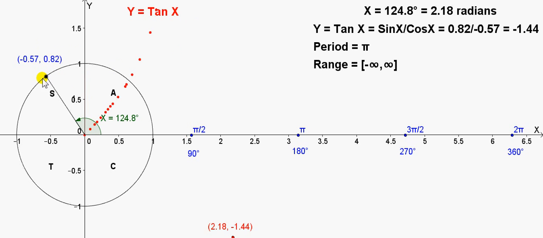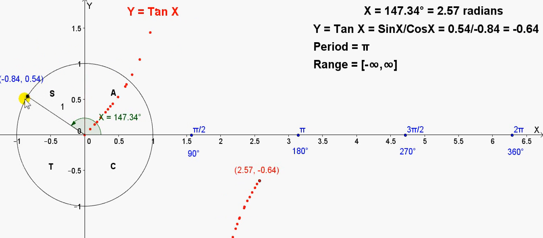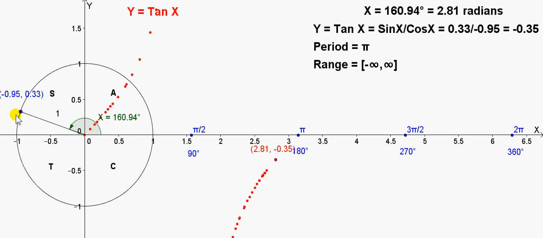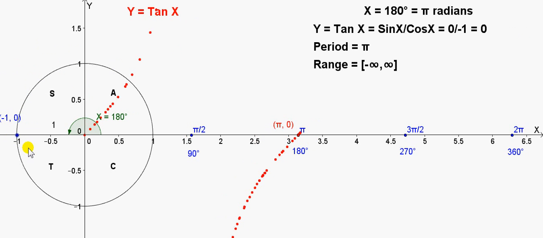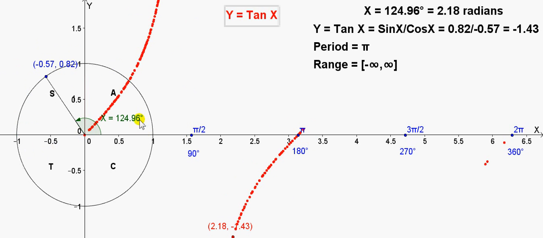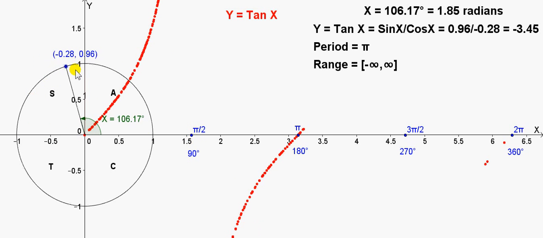And we can see this function approaching 0 as x approaches 180 degrees. So the function is positive for angles in the A quadrant, that is angles between 0 and 90 degrees. Then it's negative for angles between 90 and 180 degrees because we're in the S quadrant. So it's negative for x ranging from pi over 2 to pi radians. But at pi over 2 radians or 90 degrees we get division by 0. So the function is undefined there.